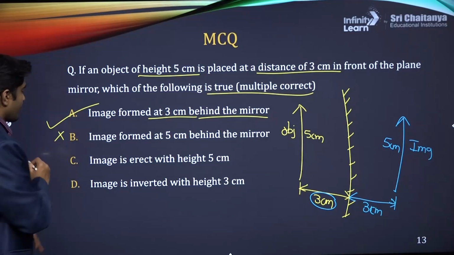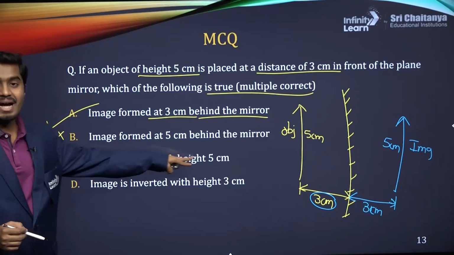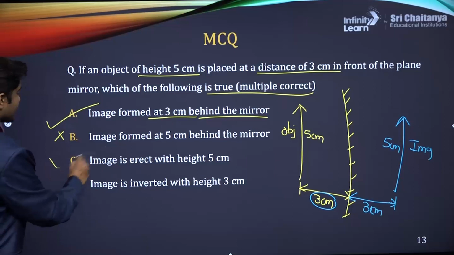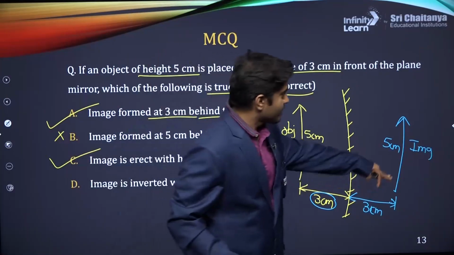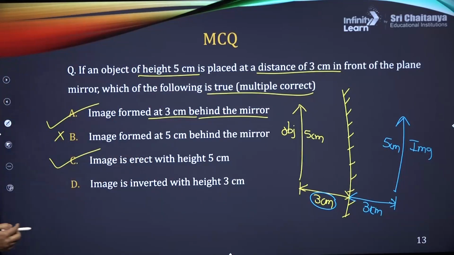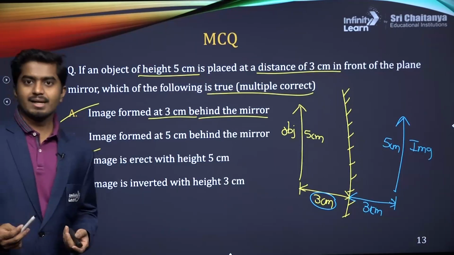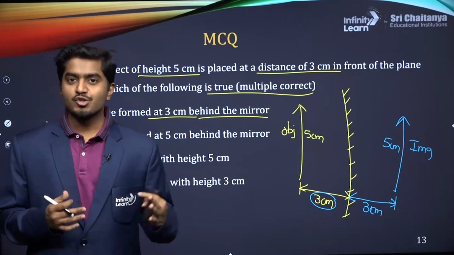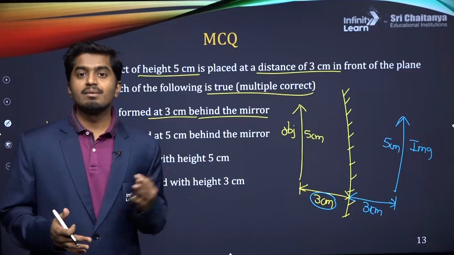This is not correct. Image is erect with height 5 centimeter. Even this one is correct. Can you see this image? It is erect and it has a height of 5 centimeter. So this is correct. Image is inverted. That is not correct. Clear? So this is how you can solve the question based on plane mirrors.